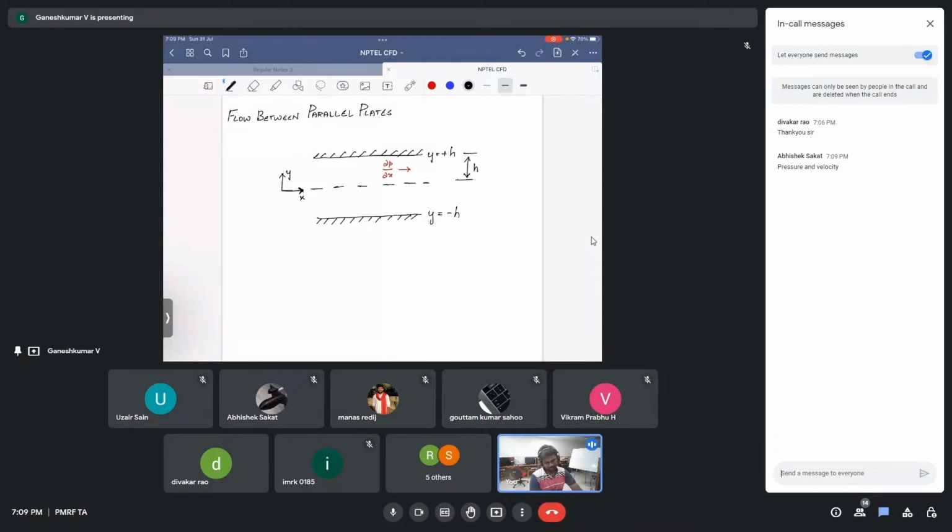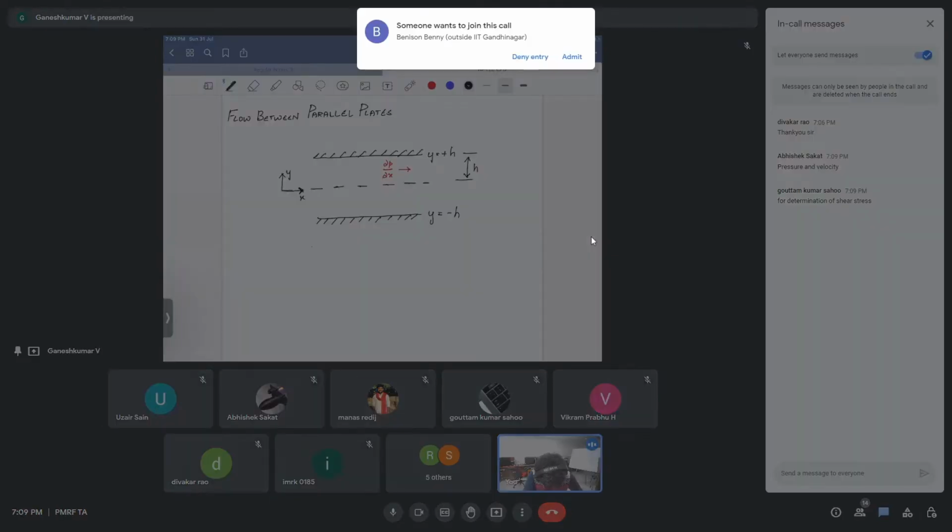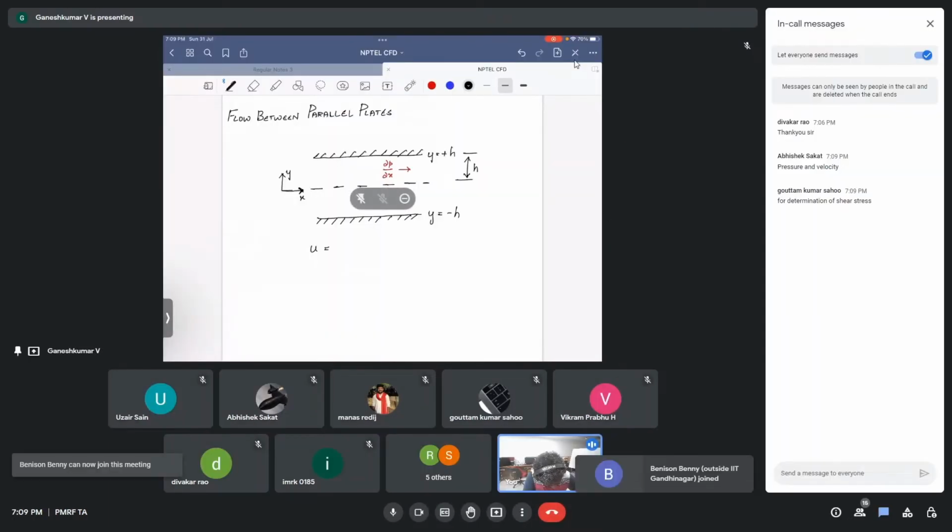But the problem in solving these two is the velocity. Let's consider only two directions here, x and y, and ignore the z direction. Let's say it is a very wide channel, so along the z direction there is no flow. To solve for pressure and velocity, we know that velocity is a function of x, y, and then t.